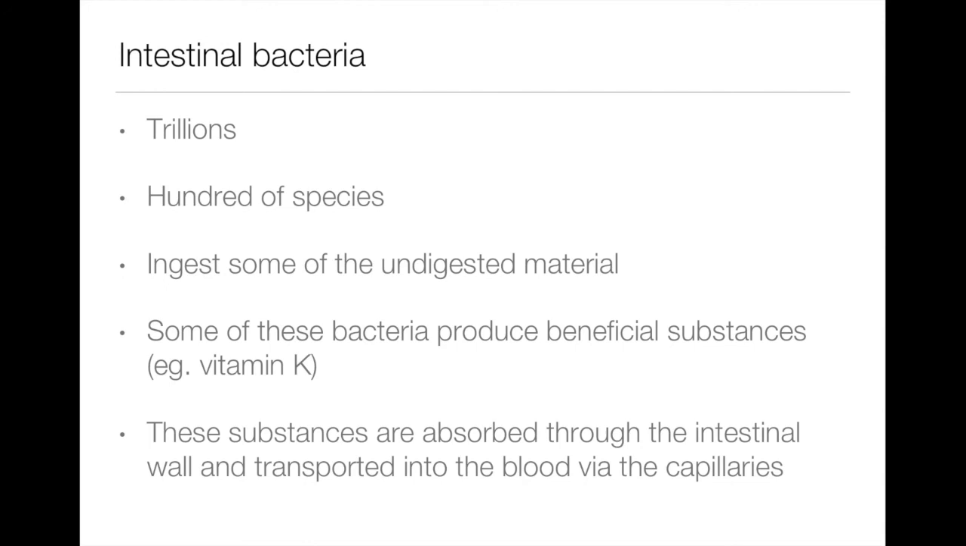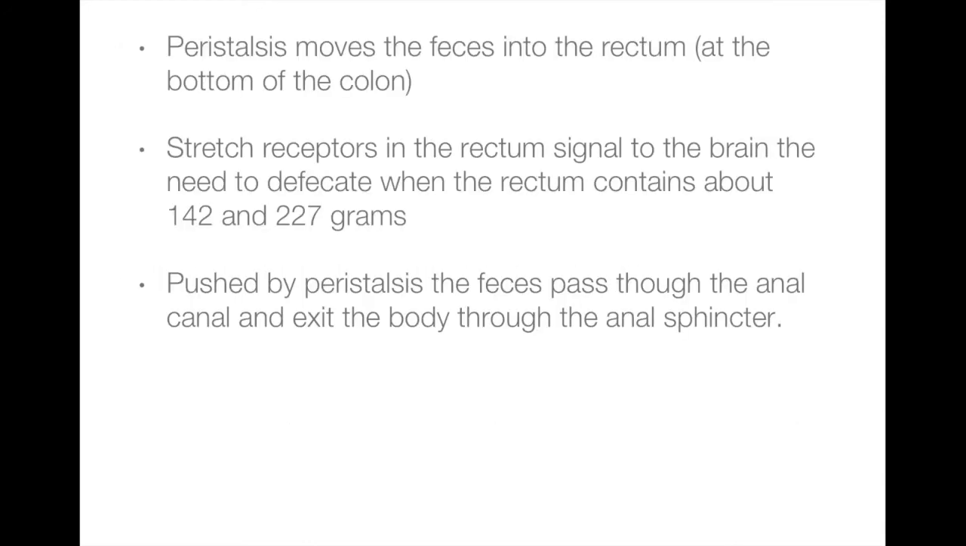And now we're going through the colon and the rectum. As the colon completes its work, peristalsis moves feces into the rectum, which is located at the bottom of the colon. Stretch receptors in the rectum signal to the brain they need to defecate when the rectum contains about 142 to 227 grams. Pushed by peristalsis, the feces pass through the anal canal and exit the body through the anal sphincter. And this is all for today, guys.